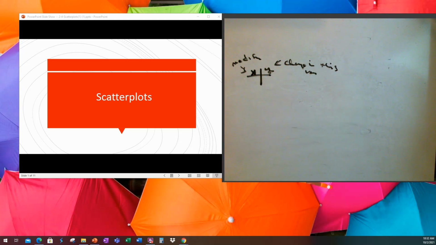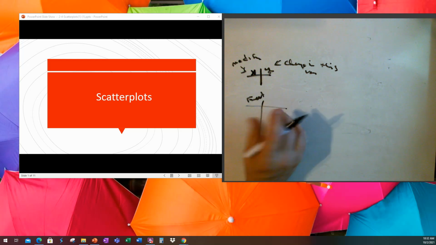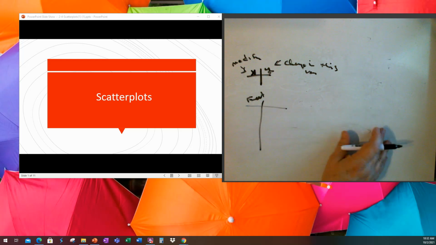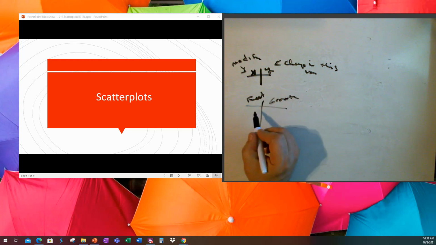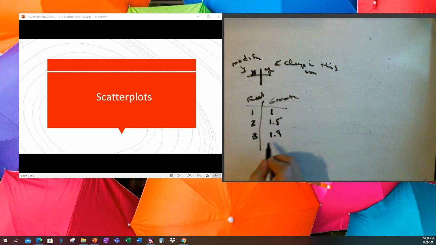Okay. So for instance, if I put in some fertilizer, like a teaspoon of fertilizer, and then I measured the corresponding growth in plants. So I set up an experiment where I have several plants, add different amounts of fertilizer, and I measure the corresponding growth from each one of these. So I might have 1 teaspoon, I get an inch of growth, 2 teaspoons, I might get 1.5, 3, like 1.9, 4, I might get 1.7.